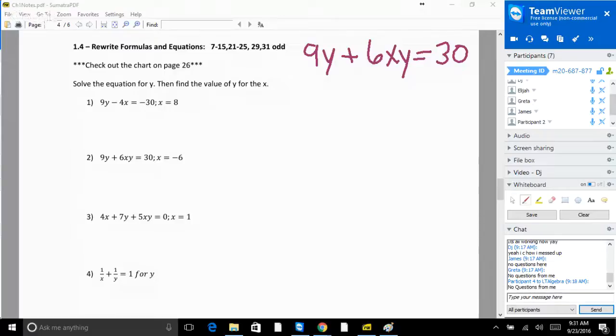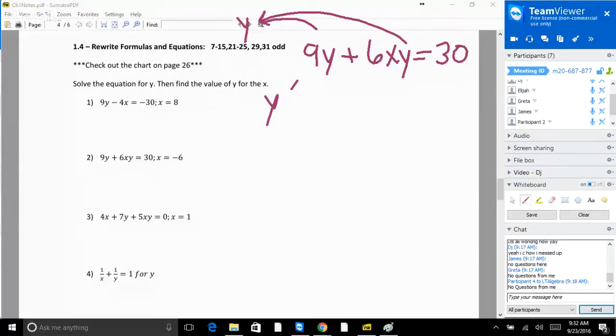Well, guess what? It comes down to my favorite property. You knew it was going to come back, right? So we talked about the distributive property, but the reverse of that is that we can pull terms out, right? What if we pull a y out of both of these terms? Let's pull y out.